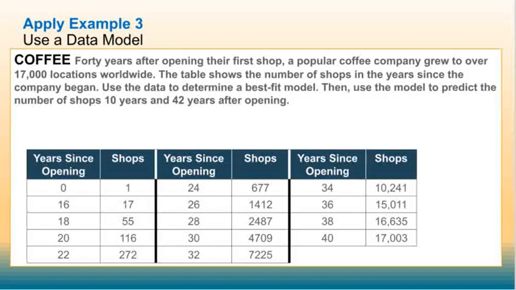Next, 40 years after opening their first shop, a popular coffee company grew to over 17,000 locations worldwide. The table shows the number of shops in the years since the company began. Use the data to determine the best fit model, then use the model to predict the number of shops 10 years and 42 years after opening. So we go to our calculator.